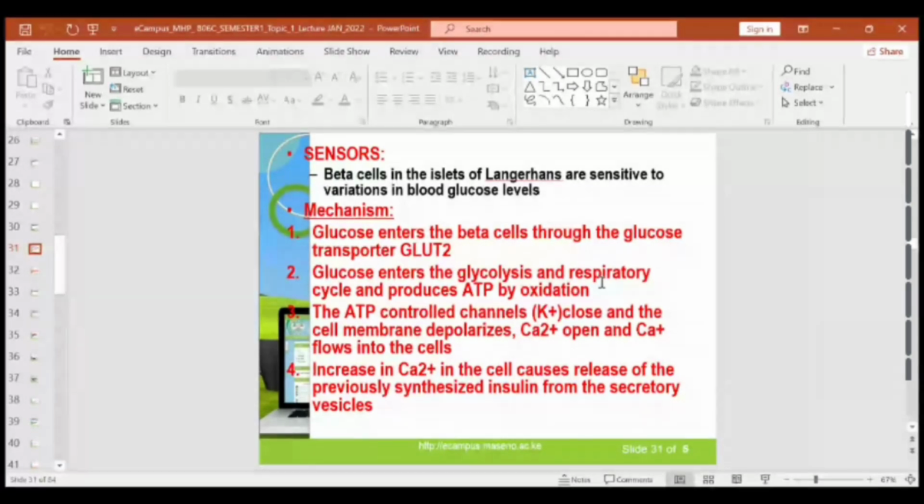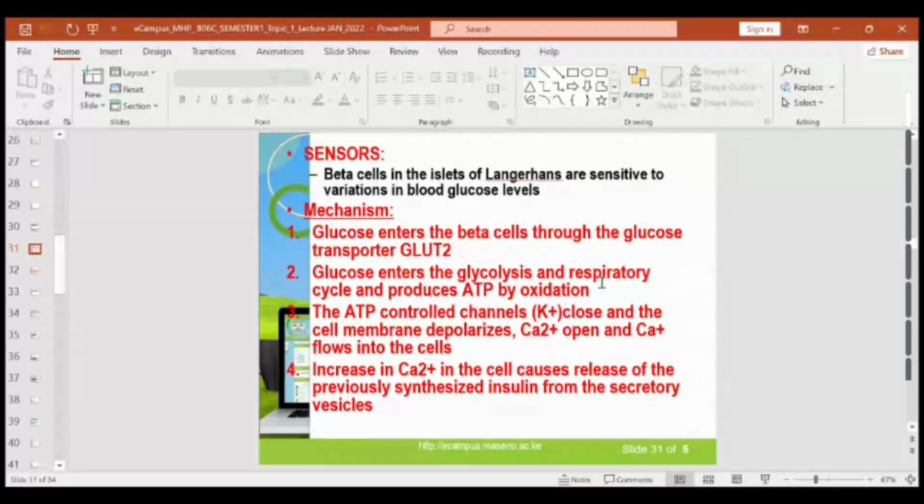And in your biochemistry class, you talk about the process of ATP production, that's the Krebs cycle, and the process of glycolysis. So the same process is utilized by these beta cells. So glucose enters these cells for the production of ATP. The ATP acts on other channels, which are potassium channels. So the potassium channels in the cell membrane close, the cell depolarizes, and upon depolarization, it will open the calcium channels.